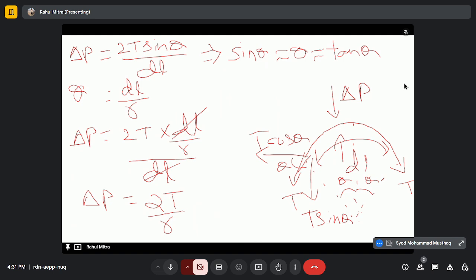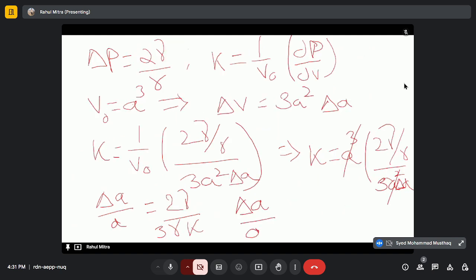Delta A by A is proportional to surface energy divided by R, the diameter, or the size of the nanoparticle. So the change in lattice parameter depends upon the surface energy and is inversely proportional to R. If the R term decreases, then this will increase. So there is a change in lattice parameter.